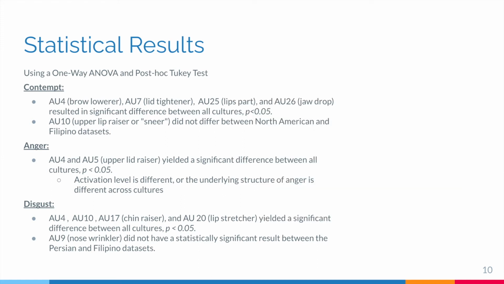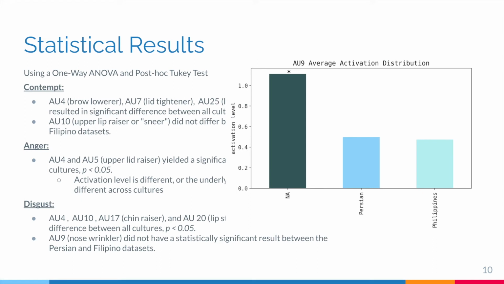In addition to Action Unit 10, AU9, which is a key trademark for prototypical disgust, describing a wrinkled nose, did not have statistically significant results between Persian and Filipino cultural datasets. Again, if we look closer, we can see that AU9 is highly activated for only the North American dataset.